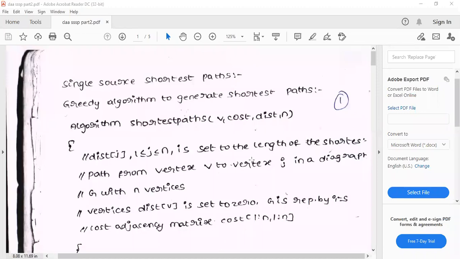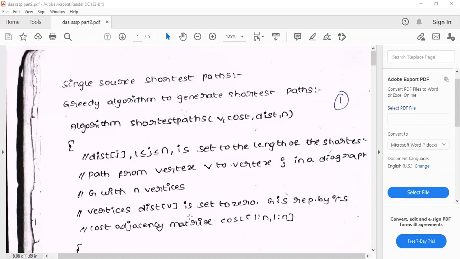distance represents the set of lengths of the shortest paths from the source to all the destinations, that is, the path from vertex v to vertex j in the graph G with n vertices. The vertex v is set to 0, that is, suppose the first vertex is the source vertex. Source vertex means the source vertex to source vertex distance is 0.